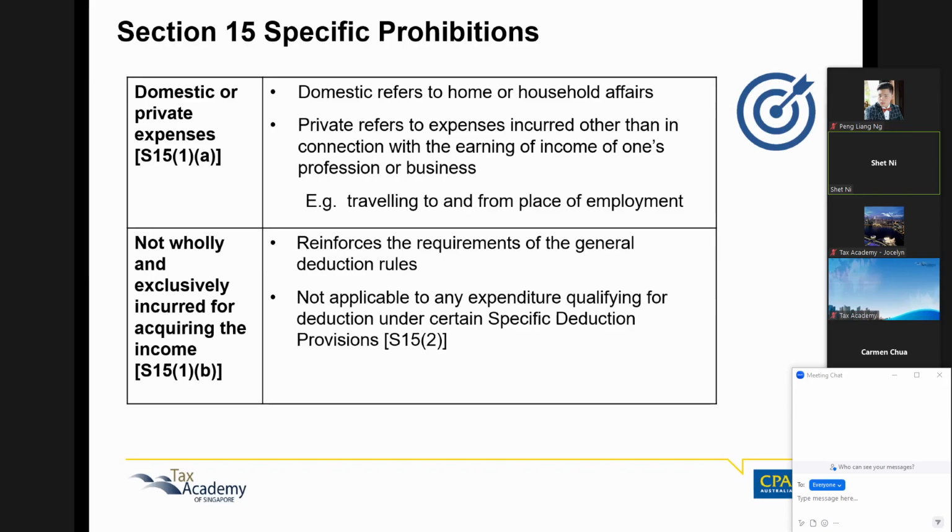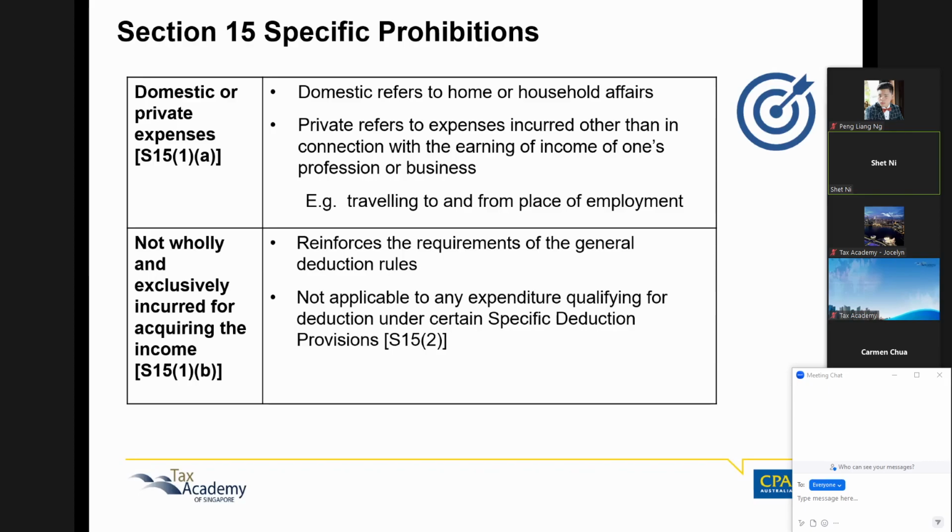Under Section 15(1)(a), we have domestic or private expenses. Domestic refers to home or household affairs. Private refers to expenses incurred other than in connection with earning the income of one's profession or business. For example, if you're an employee, traveling to and from the place of your employment and your home will be regarded as a private expense. It can be very wide, as it's anything not related to your business.